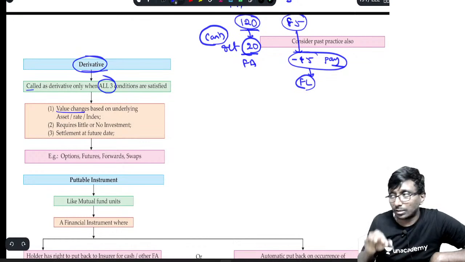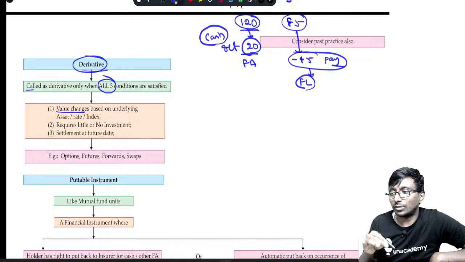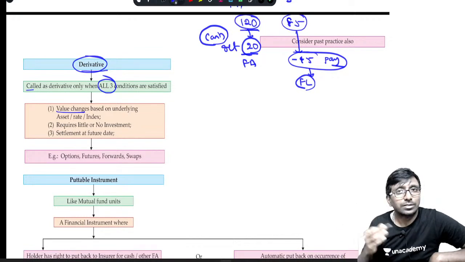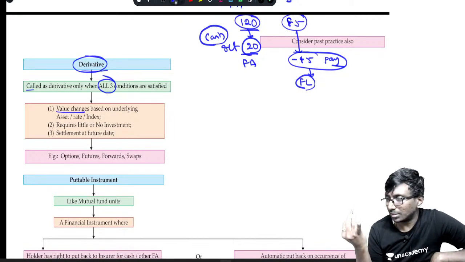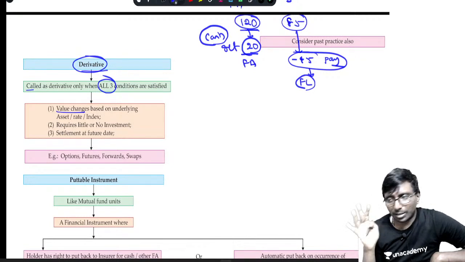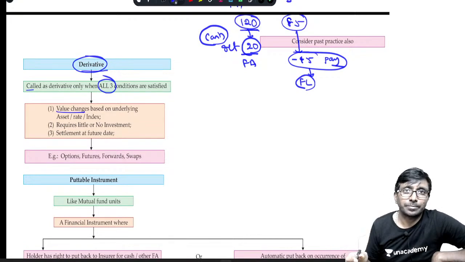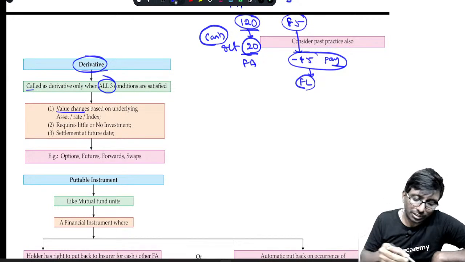Right. Value changes. First one: the value of the contract goes up and down. Based on what? Based on some underlying asset or index or price, some rate. It may be a share price, a debenture price, an interest rate, a foreign currency, or the Sensex. It could be anything. The value of the contract must be fluctuating. That is the first and foremost condition.